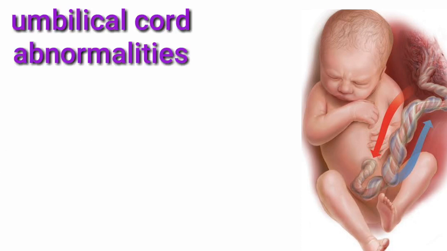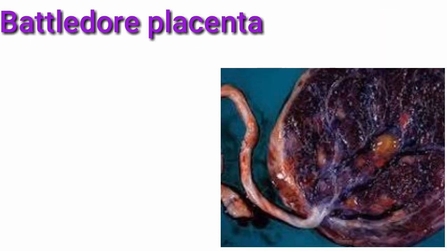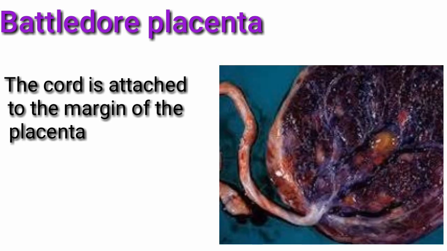Now let's move on to the umbilical cord abnormalities. So first we can see battledore placenta. Normally the umbilical cord is attached to the center of the placenta, right? But here you can see the umbilical cord is attaching to the margin of the placenta, but attaching to the main placental body. Such a placenta is called battledore placenta.